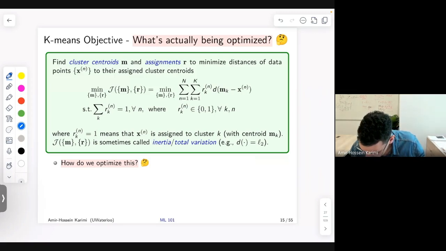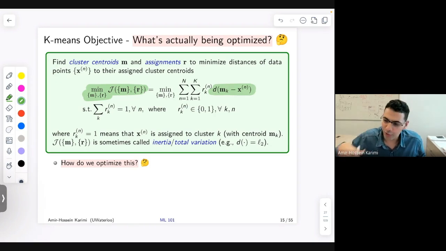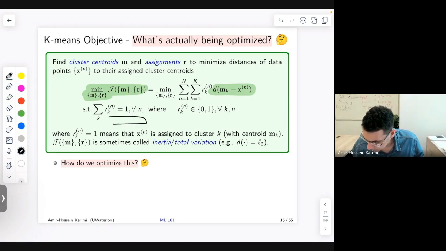So what are we doing? We're saying that we are minimizing over the choice of cluster centroid M as well as assignments R, such that the distance from every point xn to its assigned cluster centroid, summed over all the assignments, summed over all the instances, is minimized. And this, once again, is just a one hot vector with one somewhere, depending on the k that it's assigned to, and 0 elsewhere.